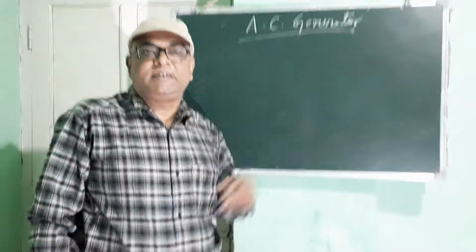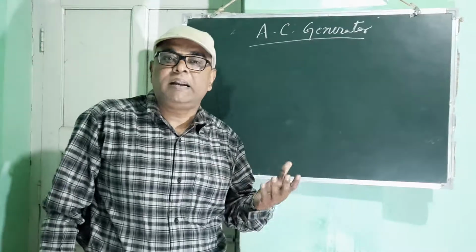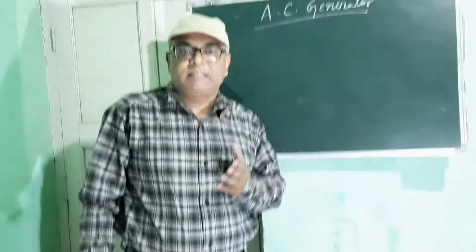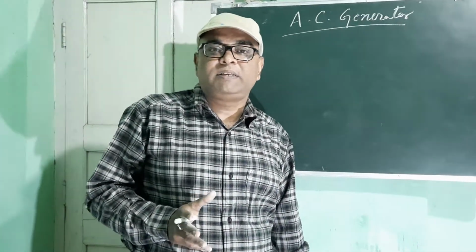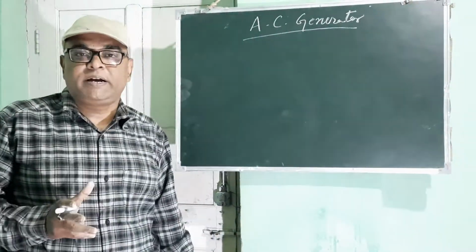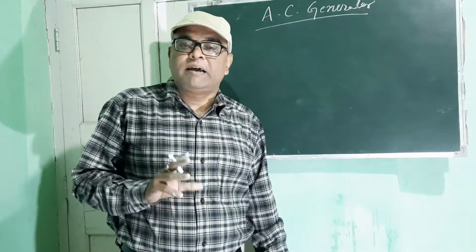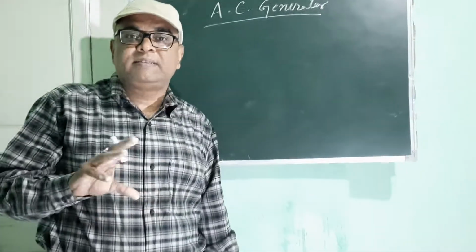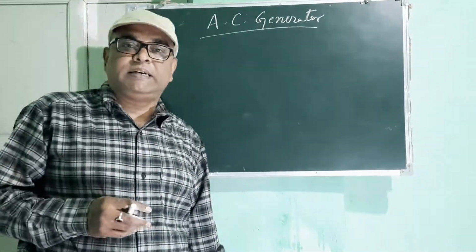Now in the AC generator, what is happening? Mechanical energy is converted into electrical energy. In the AC generator there are two magnets and one armature, or coil armature. When the armature rotates at high speed, the magnetic flux changes, and an induced EMF is generated.